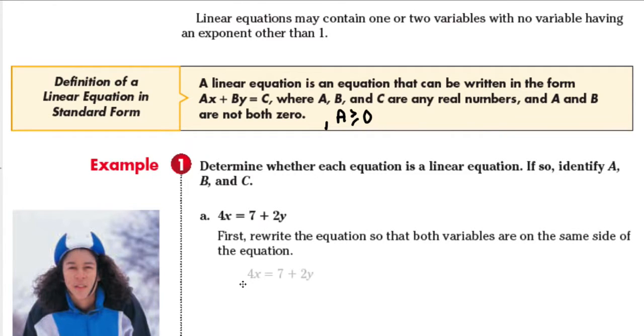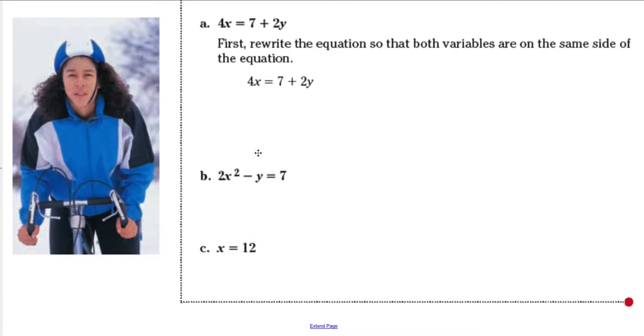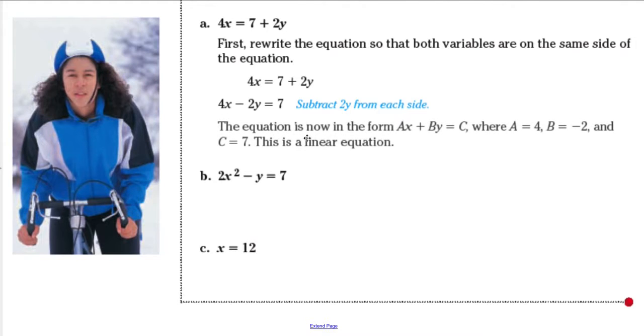Okay, let's copy the problem. 4x equals 7 plus 2y. And then we need to subtract 2y from each side of the equation. Okay, and if we subtract 2y from each side, we end up with 4x minus 2y equals 7. Okay, so now we have ax plus by equals c. So in this case, the equation now is in the form of ax plus by equals c, where a is equal to 4, b is equal to -2, and c is equal to 7. This is a linear equation.